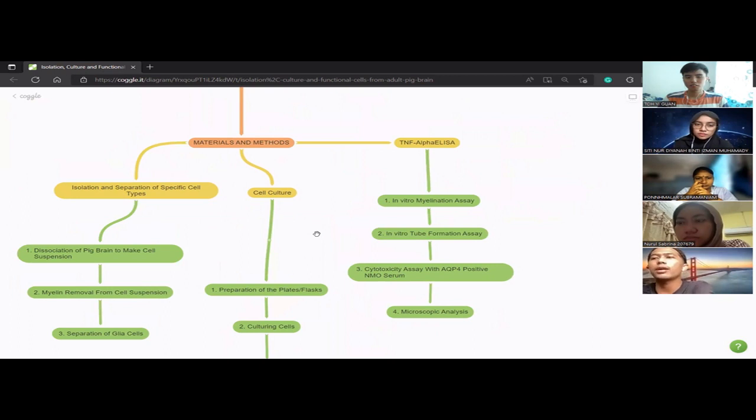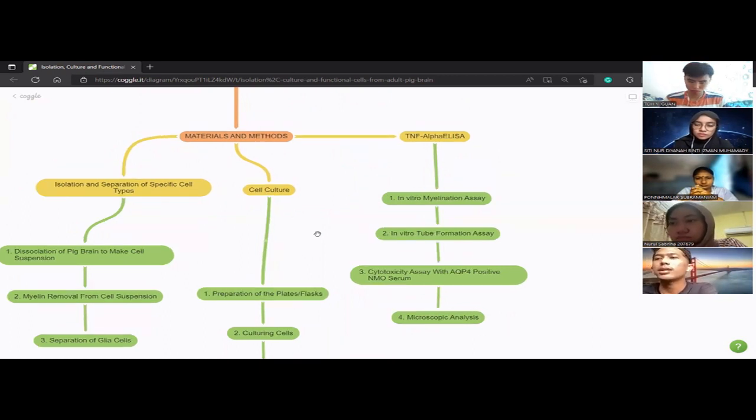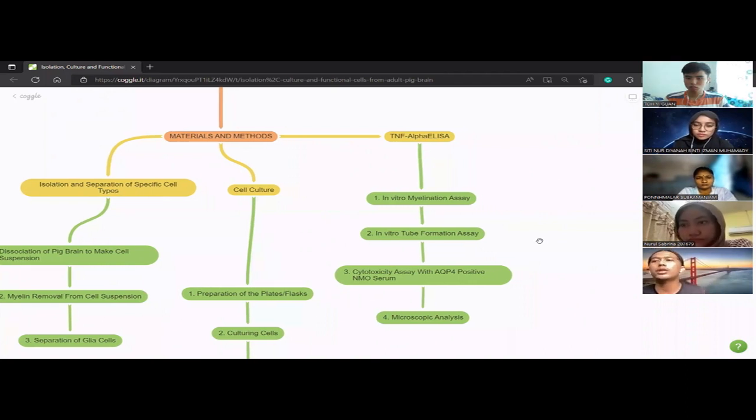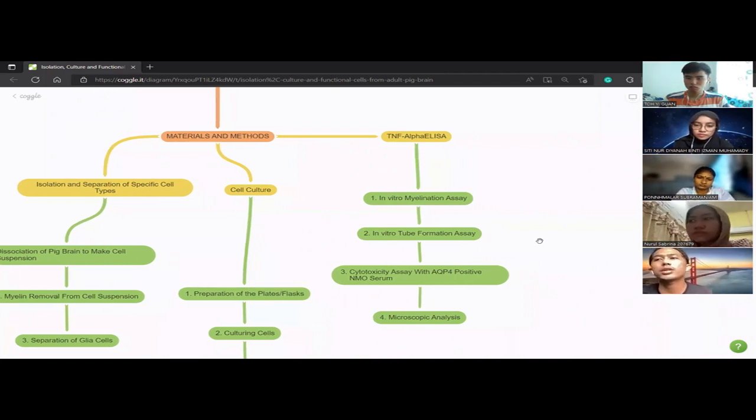Yes, TNF alpha ELISA. ELISA was carried out according to the manufacturer's protocol, porcine TNF alpha DuoSet ELISA from R&D Systems. Cell culture supernatants were measured in duplicates at a dilution of 1 to 10. In this part, there are 4 steps: first the in vitro myelination assay, followed by the in vitro tube formation assay, neuronal survival assay, cytotoxicity assay with AQP4 positive NMO serum, and lastly, microscopic analysis.